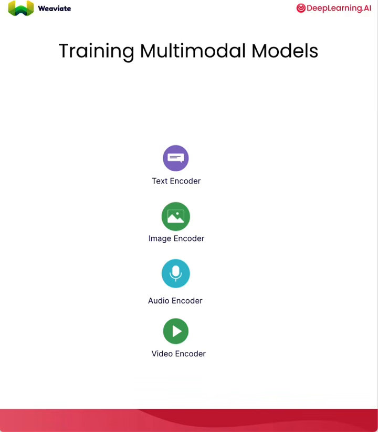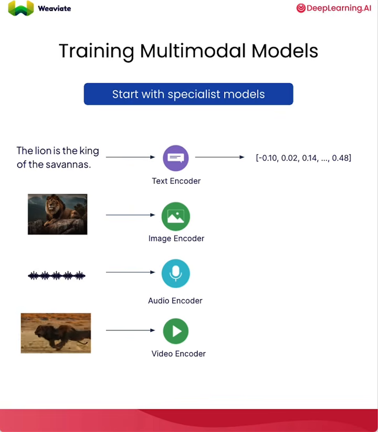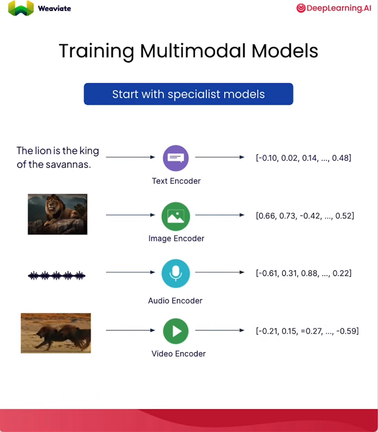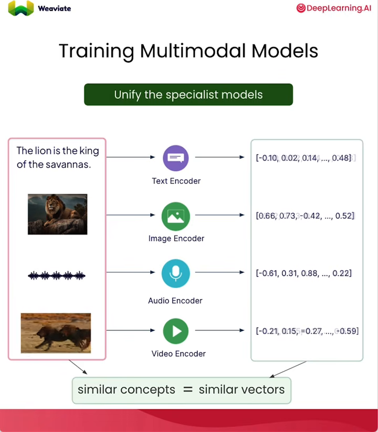In order to start training multimodal embedding models, you need to start with a model that understands one modality at a time. These individual models are specialized at understanding text, another separate model might capture representations of images, and other models specializing in audio and video. The next task is to unify these models so that, regardless of modality, similar concepts should result in close vectors. So on the left-hand side, all of these concepts are similar, and therefore the vectors that they generate on the right-hand side are also similar to each other.